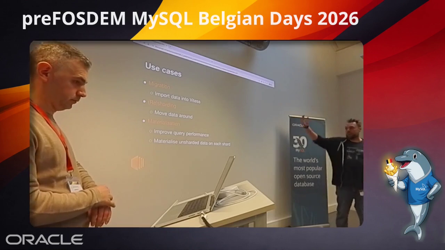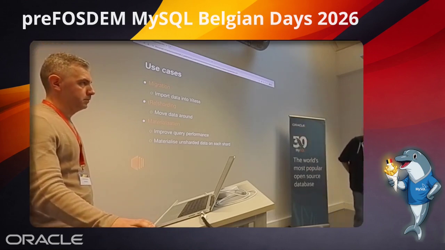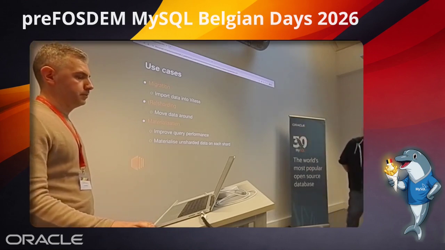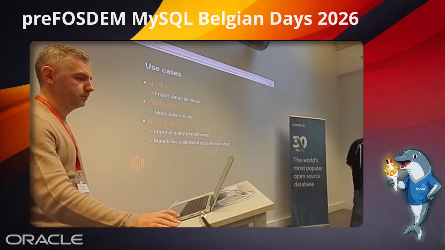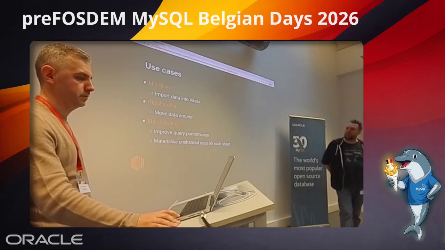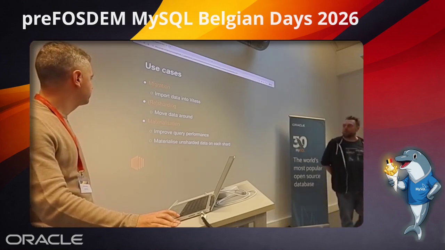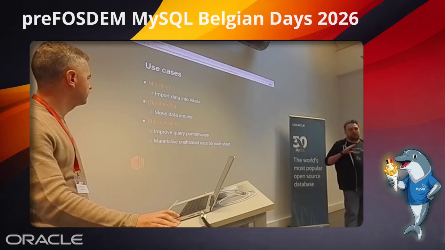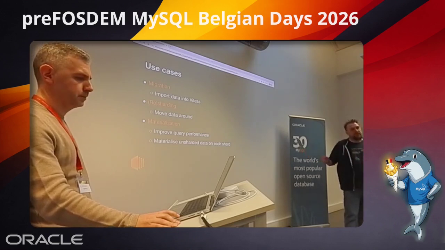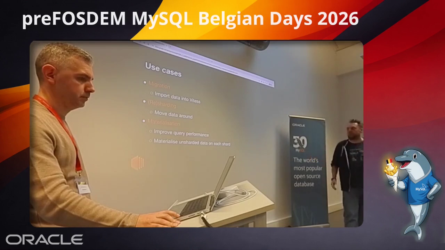vReplication is used for these three big items. If you want to import data into Vitess, you do a migration. If you want to move data around or reshard your data, you can do that as well. And if you want to improve query performance by pushing down a table to different shards, like if you have an unsharded table, a small one, that you want to push down as a reference table.